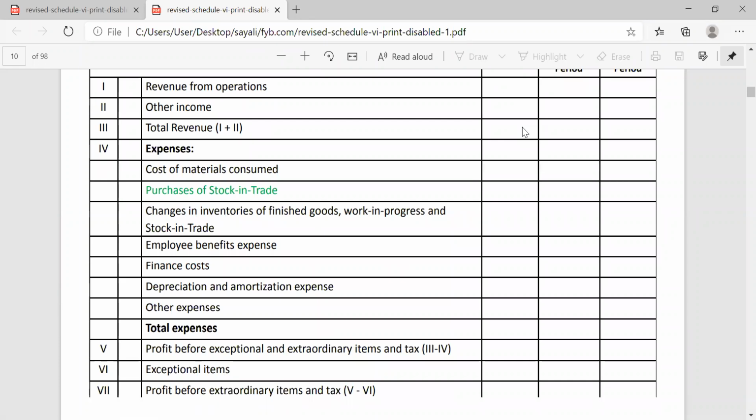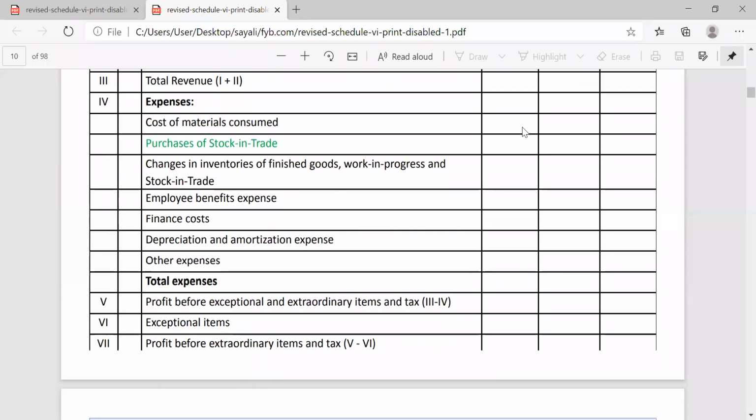There are n number of notes to account you have to prepare under the expenses, that is the cost of material, employee benefit, finance cost, depreciation, and other expenses. The total of these headings is deducted from point 3, that is the total revenue. Total revenue minus total expenses gives you point 5, profit before exceptional and extraordinary items and before tax. So this is your profit.